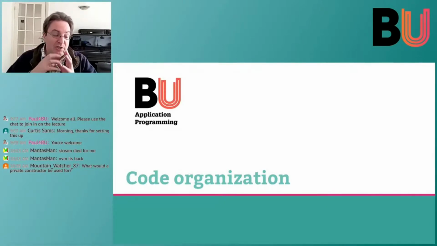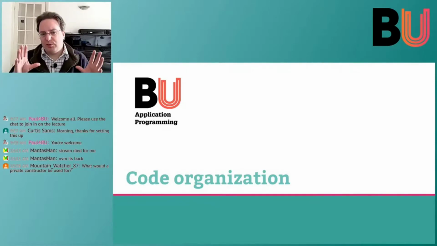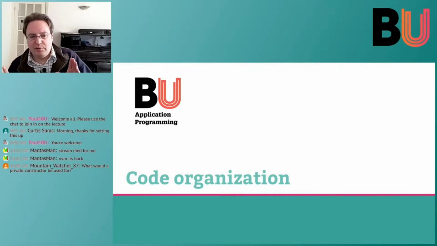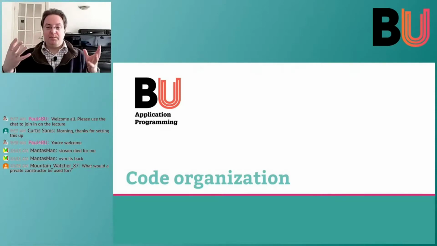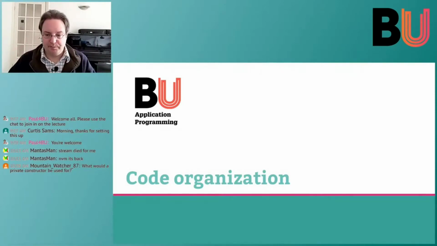The next session is code organization. How do you organize your code and why do you do that? Code organization has two purposes. One purpose is to make it easier for the developer to know where to find what and to keep things separate. The other one is to basically have different scopes.